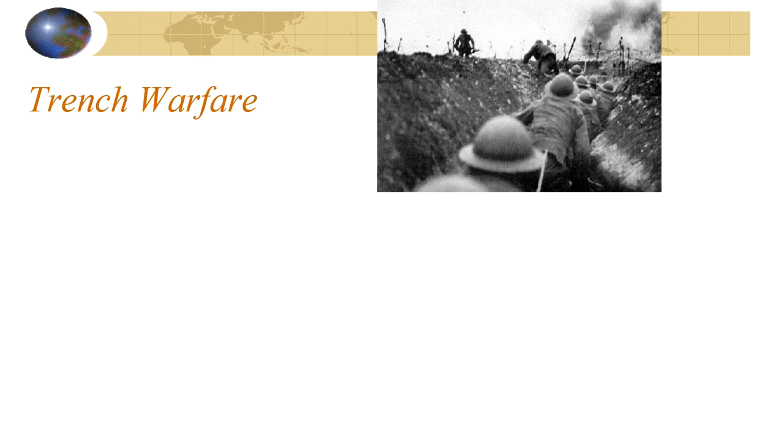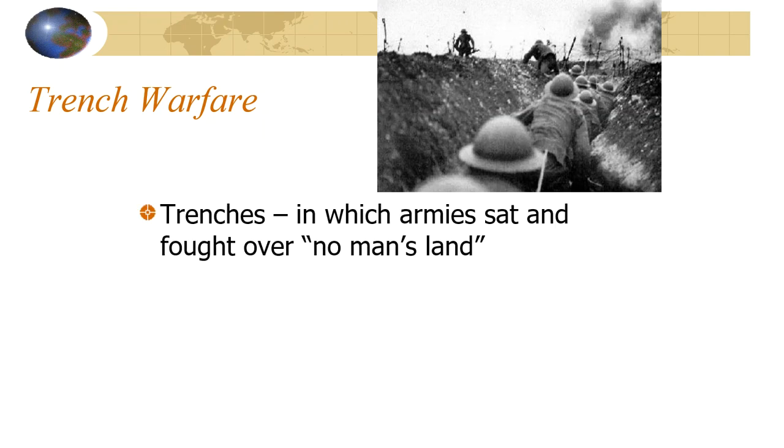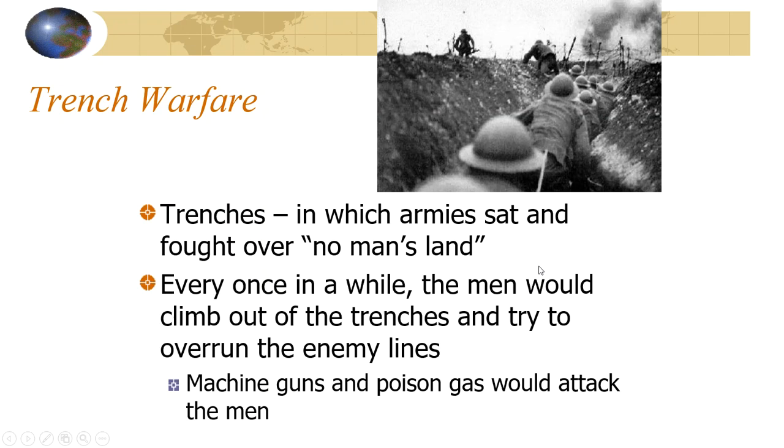So let's look at the type of warfare that took place during World War I. A lot of this should be a review from last year. The first one's trench warfare. Trenches in which armies sat and fought over no man's land. So you can see here them in their trenches and some of the men about to venture over no man's land. Every once in a while, the men would climb out of the trenches and try to overrun enemy lines.